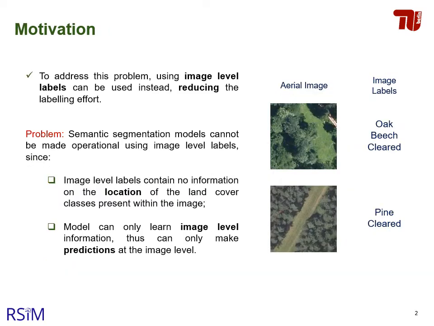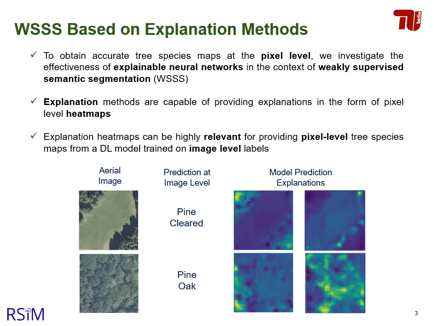One solution to this problem could be to generate labels at the image level rather than the pixel level, as this will greatly reduce the amount of effort required for image labeling. However, semantic segmentation models cannot be made operational using image-level labels, as they provide no specific information of the present classes, and thus the model only learns how to make predictions at the image level.